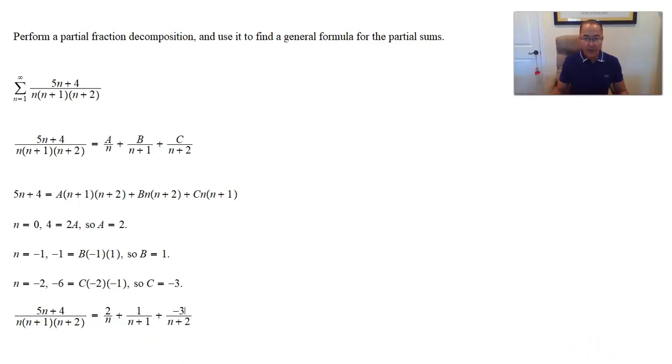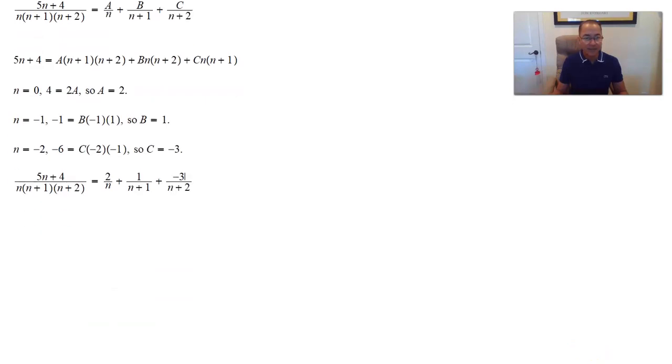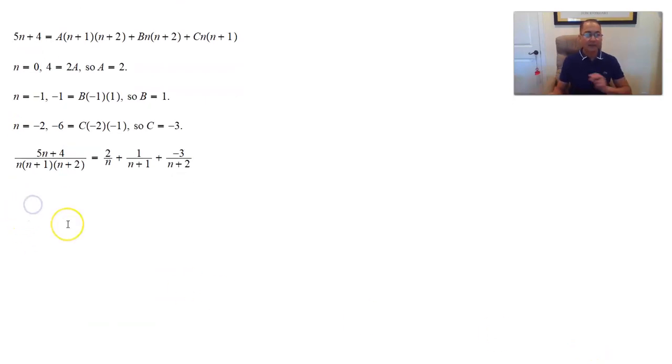So, how is this going to help? All right. Here's what we're going to do. We are going to recompute the terms of the sequence, starting with a sub 1. But this time, we're not going to use the original expression, the 5n plus 4 over blah, blah, blah. We're going to use this decomposition by replacing the n with 1. So it's going to be 2 over 1, 1 over 1 plus 1, minus 3 over 1 plus 2.